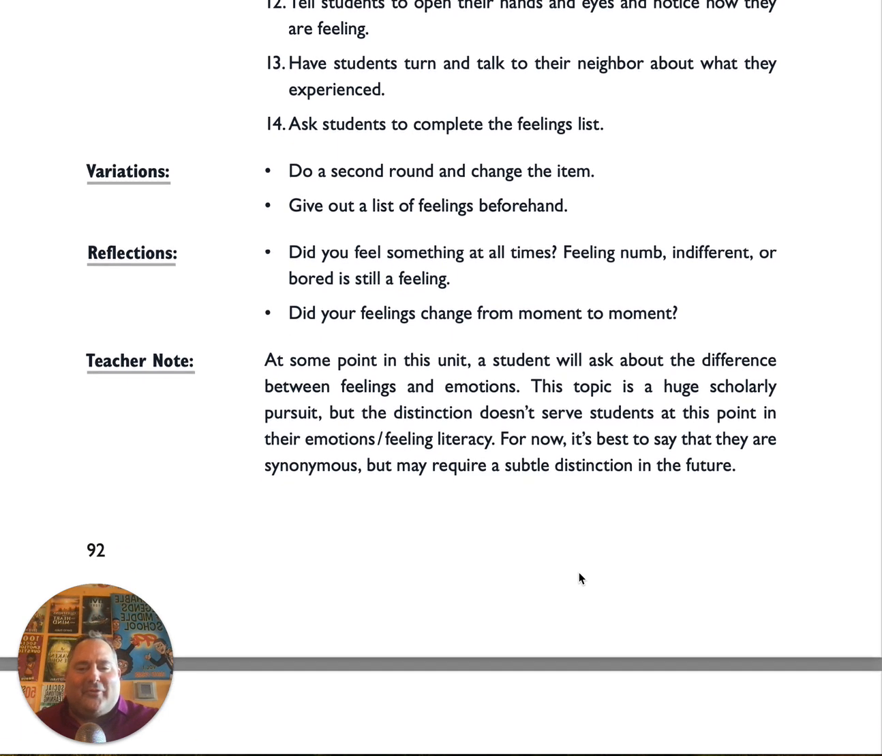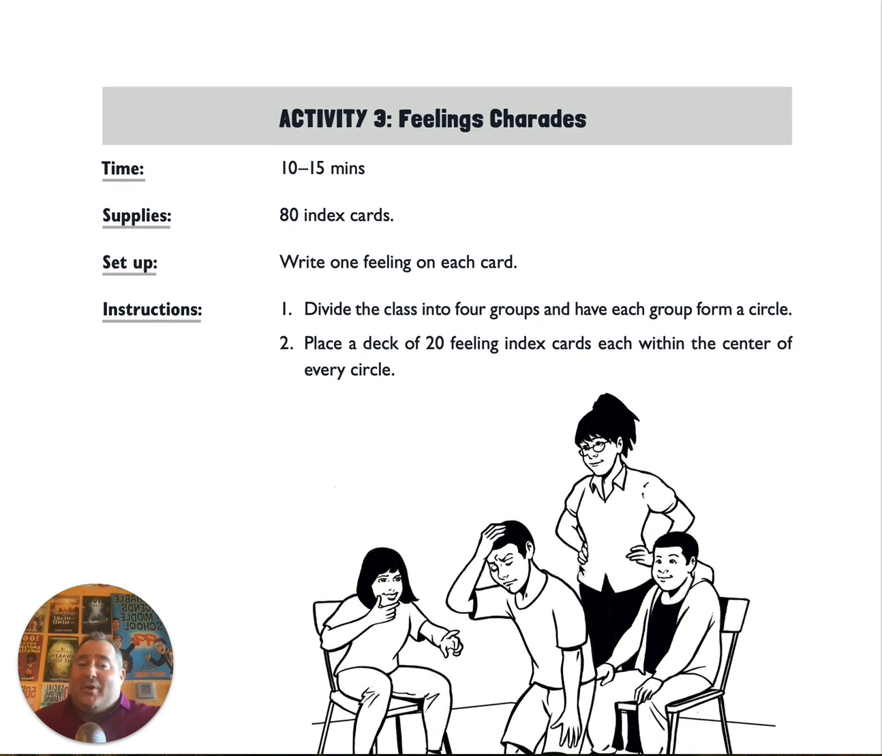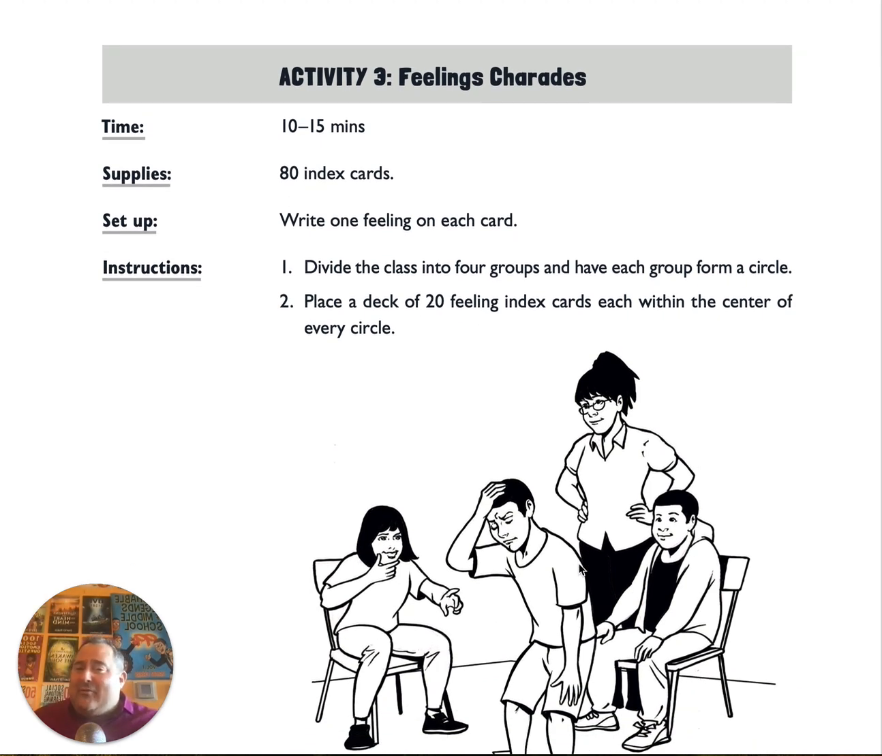All right, so we've got our second activity. This one is now to practice. Now that we're aware of feelings, we get to have a fun theater game to practice them out. So you have 80 index cards ahead of time, and on each card make sure there's a feeling written. The setup is the feeling on each card. If you need a list of feelings, go ahead, look on the internet.